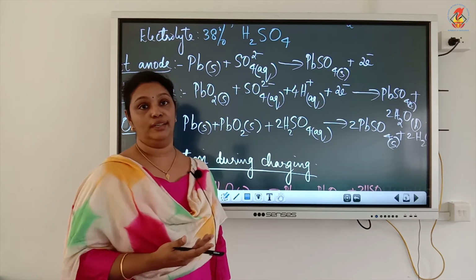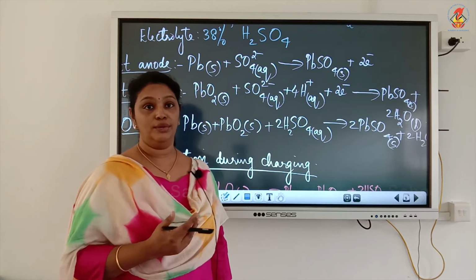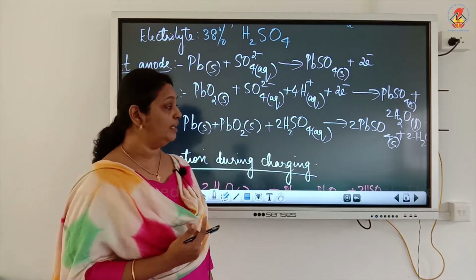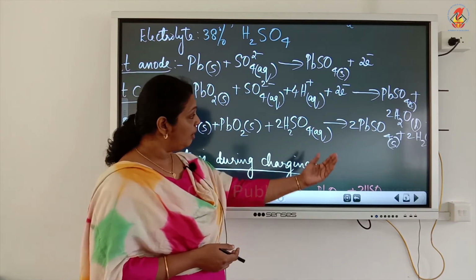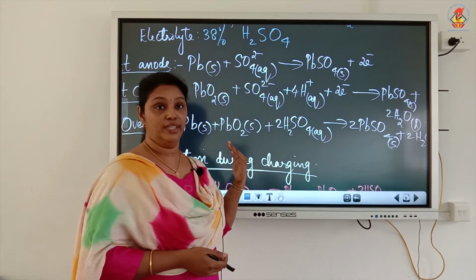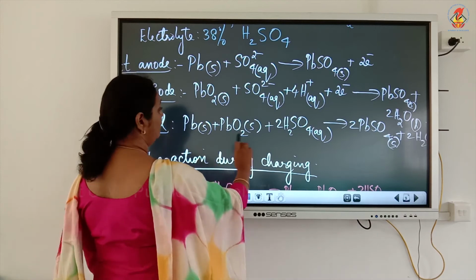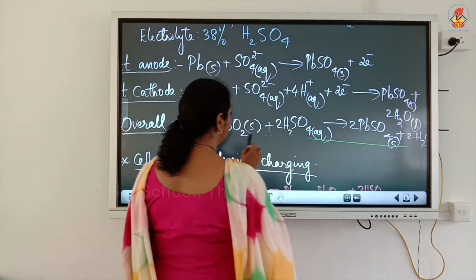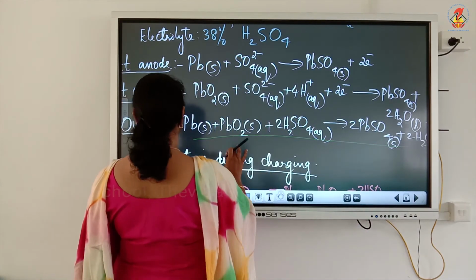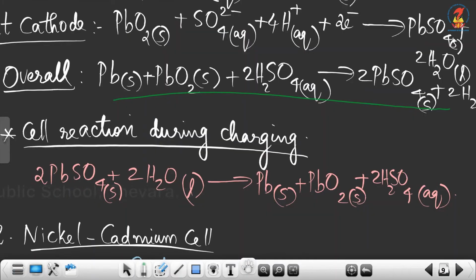During recharging, what happens to the reactions? We can see that all the reactions will get reversed. So, the overall reaction will be the reverse of this reaction. So, the cell reaction during charging is 2PbSO4 plus 2H2O gives Pb plus PbO2 plus 2H2SO4, which is the reverse of the overall reaction during its discharge.